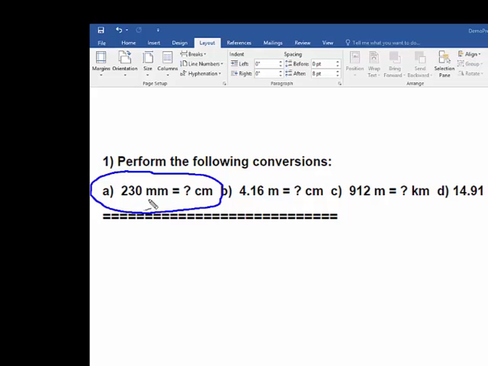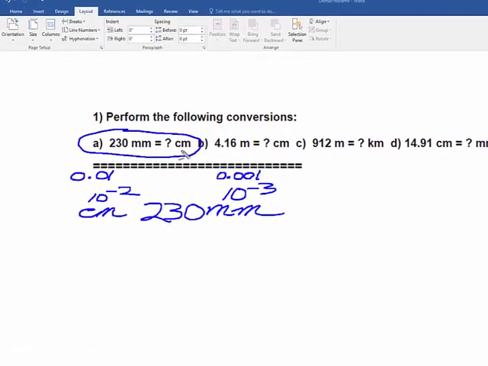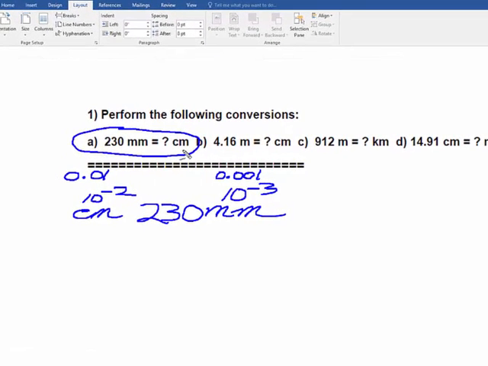Example A: 230 millimeters is how many centimeters? We first write the starting unit, 230 millimeters, and its place value, 10 to the minus 3, or thousandths. We then look at the target unit, centimeters, and ask ourselves the question: is a centimeter bigger or smaller than a millimeter? A centimeter is bigger than a millimeter, therefore we write it to the left of the starting unit. This means that the decimal will go left.